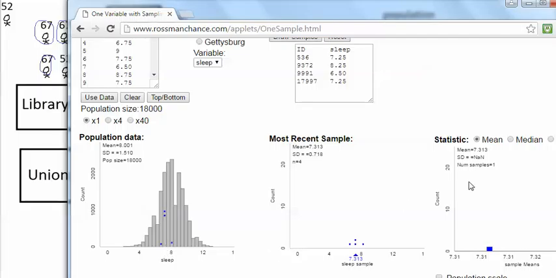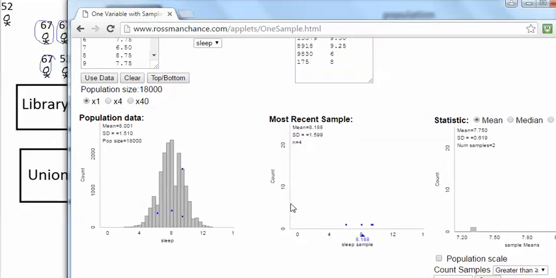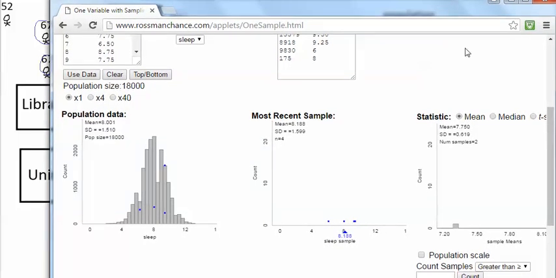Right here. Now I'm going to repeat my study and survey 4 other people. Looks like I got some bigger numbers this time. These people are getting more than 9 hours of sleep, so the sample mean should be higher this time. So these are the 4 people, and my sample mean this time came out to 7.7.